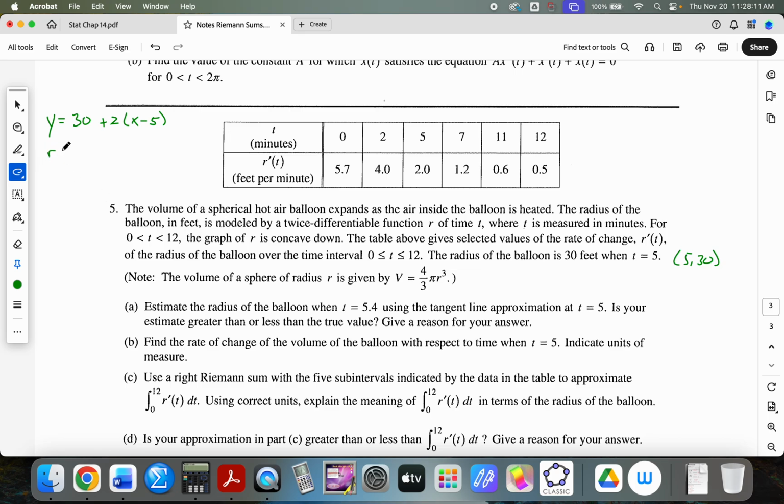So then the radius is approximately equal to, at t is equal to 5.4, that'll be 30 plus 2 times 5.4 minus 5. By the way, you do not have to actually calculate that. This is a free response question. They do try to make it easy for you if you do, though, because 5.4 minus 5 is 0.4, times 2 is 0.8, that's 30.8 feet.